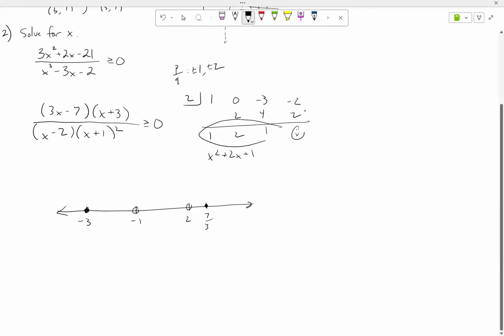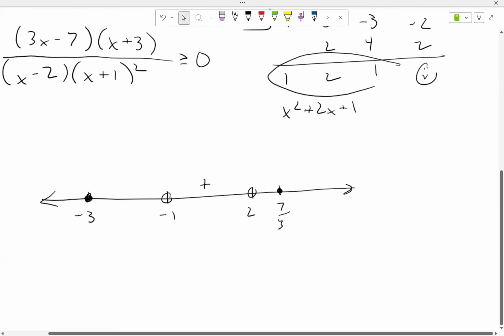Should I plug it into the original or the factored form? Doesn't matter. Probably the easiest one, don't you think? I think for 0, the original one's easier, isn't it? Yeah, it's just negative over negative. This is definitely a positive right here.